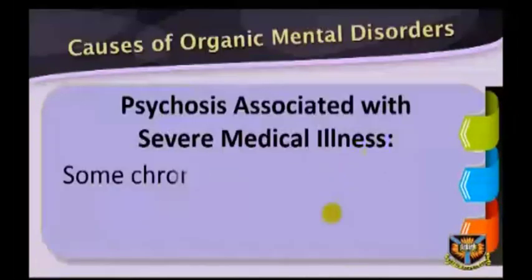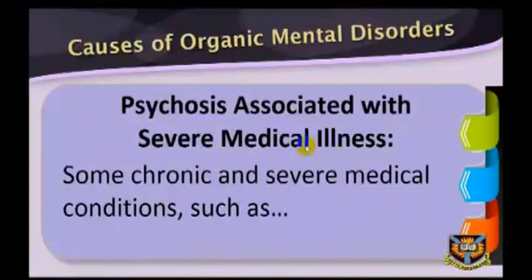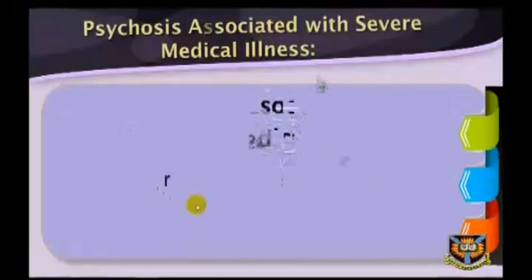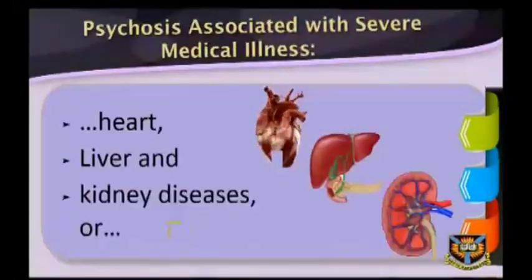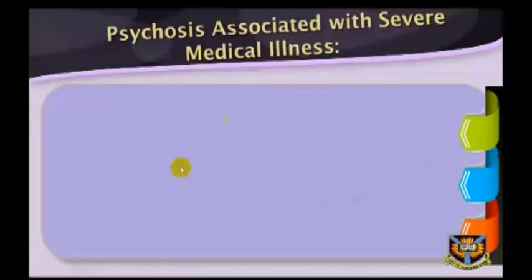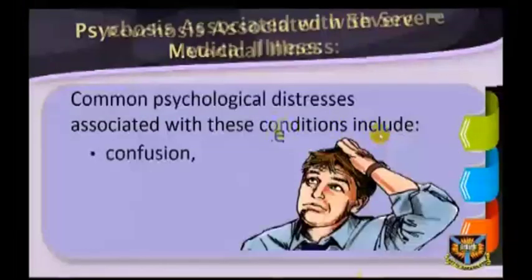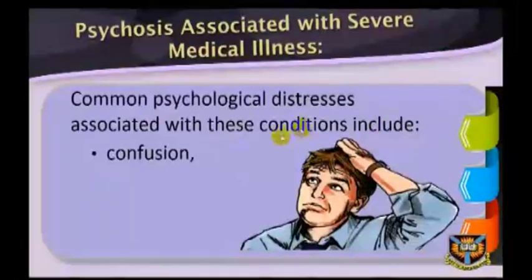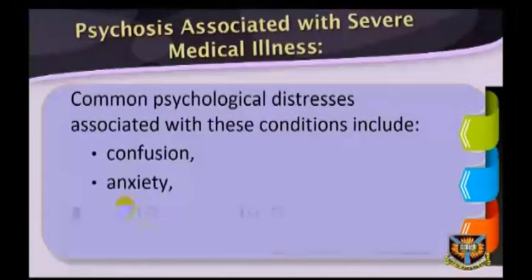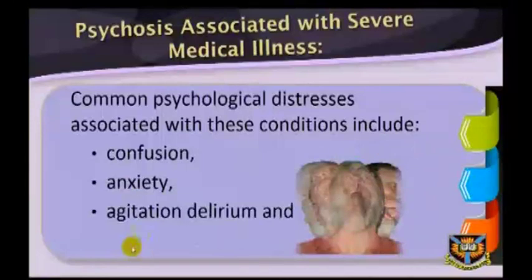Psychosis associated with severe medical illness. Some chronic and severe medical conditions, such as heart, liver, and kidney diseases, or even cancer, can predispose an individual to quite a number of abnormal behaviors. Common psychological distresses associated with these conditions include confusion, anxiety, agitation, delirium, and panic attack.